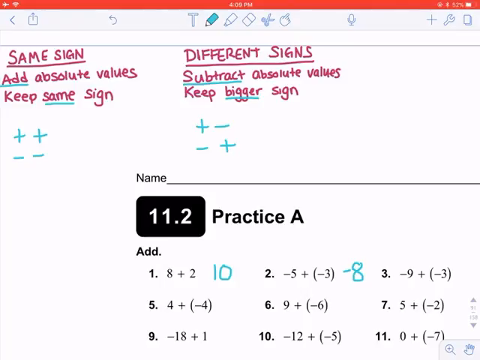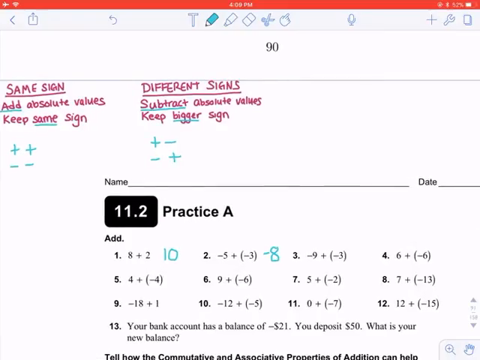So in problem 1, they were both positive. In problem 2, they were both negative. In both cases, you add up the numbers that you see. We added 8 plus 2. And we added 5 plus 3. The second step is you keep whatever sign they gave you. If they give you positive numbers, it's a positive answer. If they give you negative numbers, it's a negative answer.